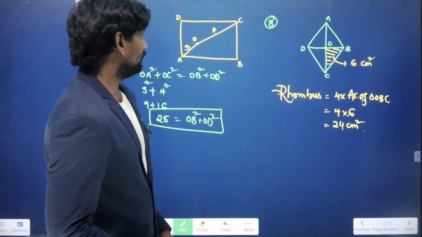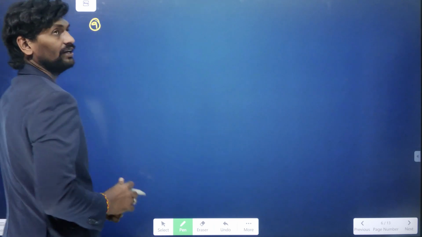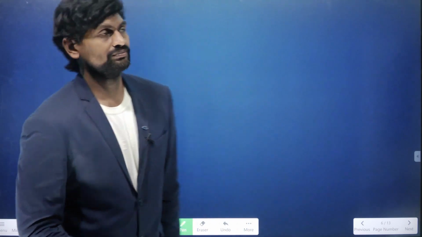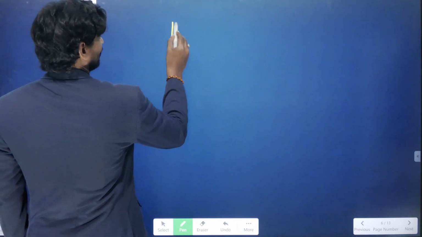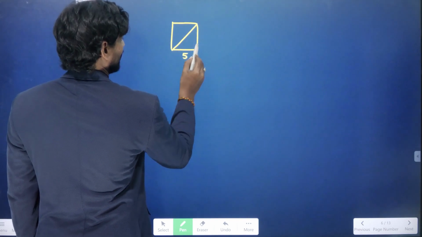So question number 9. The 9th problem is: given that the side of square ABCD is 5 centimeters. We know already about a square: all sides are equal, all angles are equal, diagonals are equal and bisect perpendicularly. They are the properties of a square. Now here each side is 5 centimeters, and we need the length of the diagonal. We can take here 5, here 5.